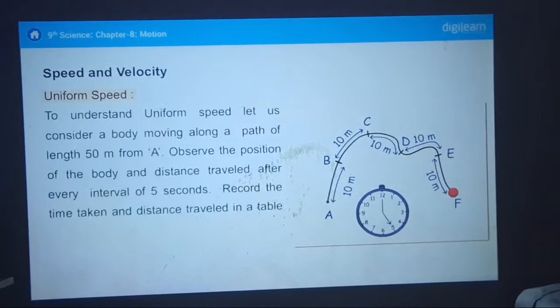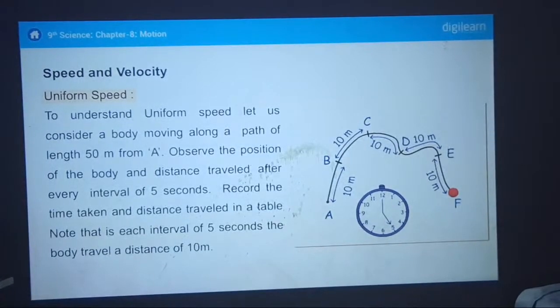Uniform speed. Understand uniform speed. Let us consider a body moving along a path of length 50 meters from A. Observe the position of the body and distance travelled after every interval of 5 seconds. Record the time taken and distance travelled in a table. Note that in each interval of 5 seconds, the body travels a distance of 10 meters.